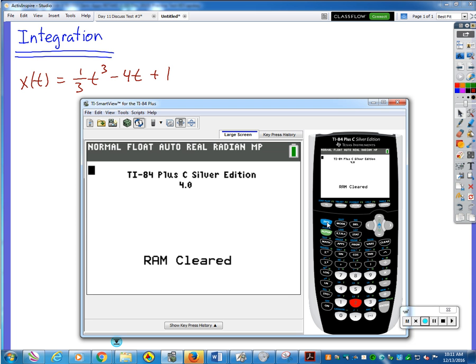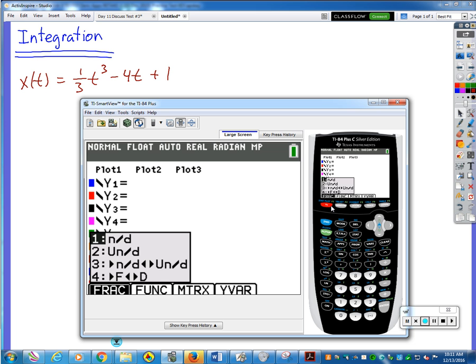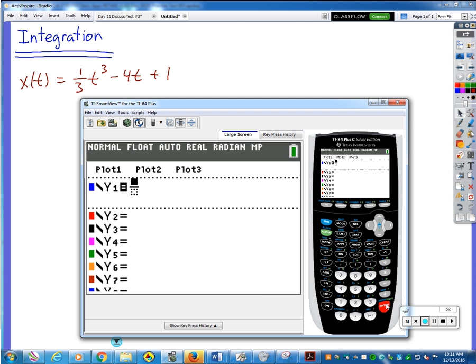Now if you go to Y equals, Erica, you should look just like this. Type it back in again. Type in the formula. Got it in the window again.